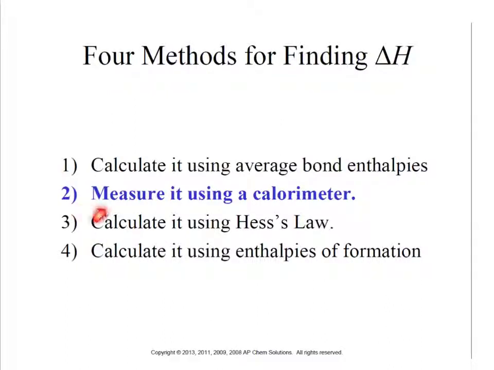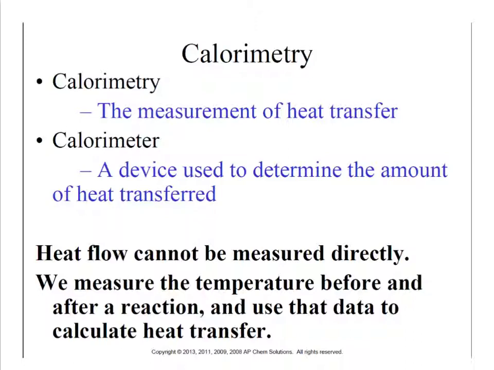Alright, now we're going to talk about the second method for finding delta H, the change in enthalpy. And this is using a calorimeter. A calorimeter, this would be the lab process. So a couple quick terms: calorimetry is the measurement of heat transfer, and a calorimeter is a device that we use to measure that heat transfer.